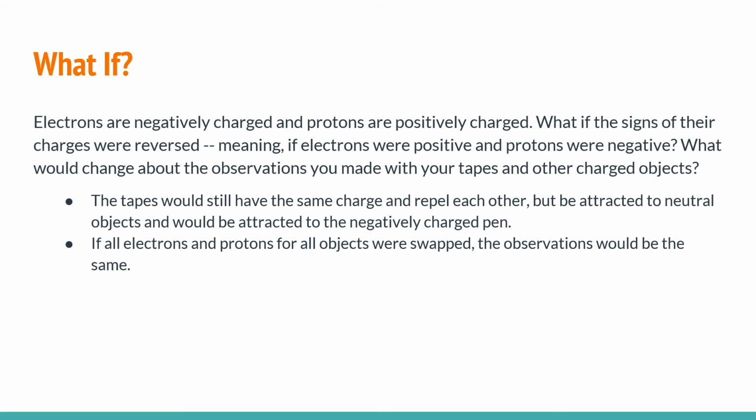Following up with our results that the tapes have an excessive number of electrons and are negatively charged, what if the charges of electrons and protons were swapped? Well, this would mean that the tapes would still have the same charge, they would just be positive, and they would still repel each other, and still be attracted to neutral objects, but now they would be attracted to the negatively charged pin if the pin still was negatively charged. If all electrons and protons for all objects were swapped, then the pin would be positively charged, and so our observations would remain the same.